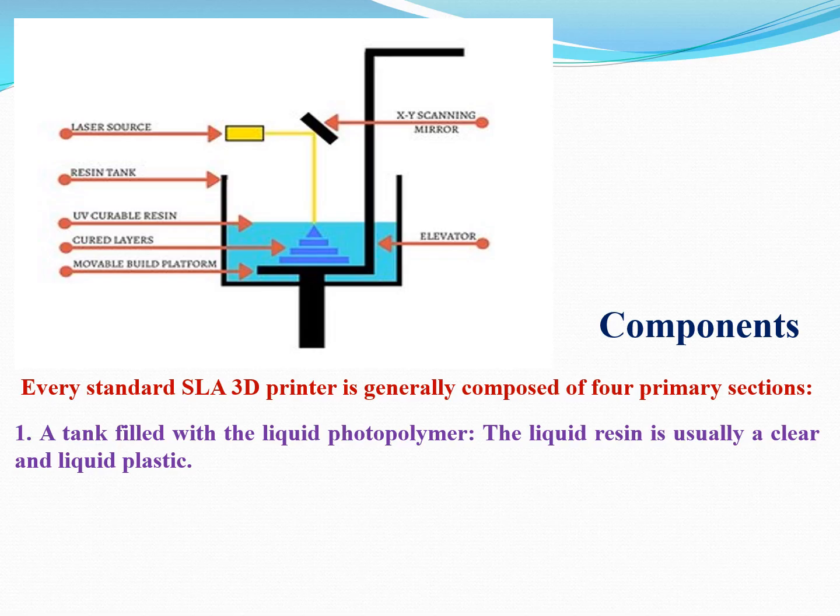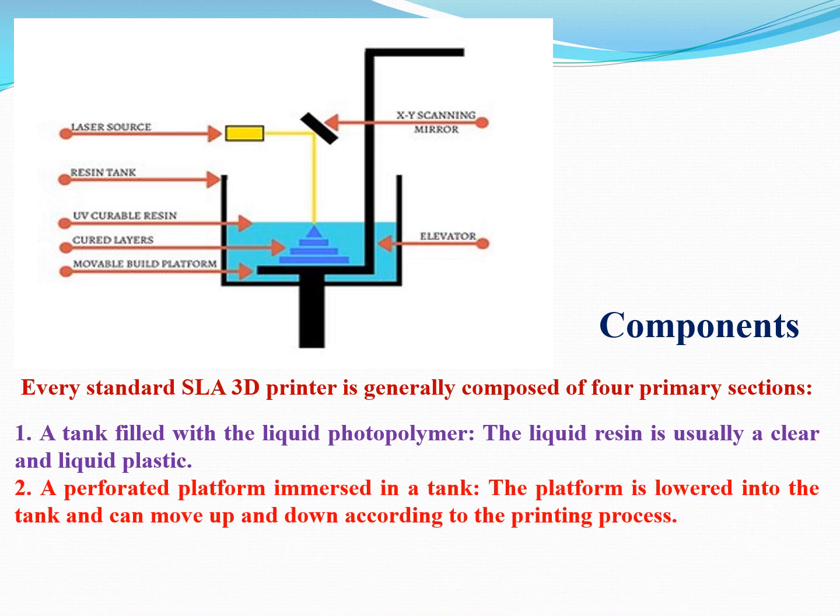That means there are 4 primary sections of every SLA 3D printing device. Number 1, a tank filled with liquid photopolymer. The liquid resin is usually a clear and liquid plastic. First one is a tank, and inside the tank there is a liquid polymer.